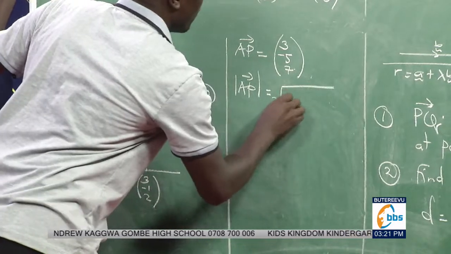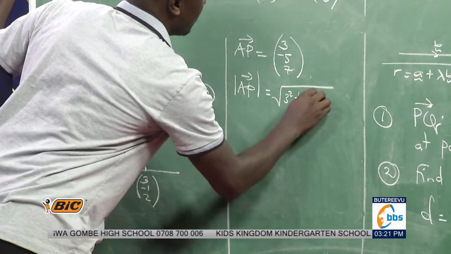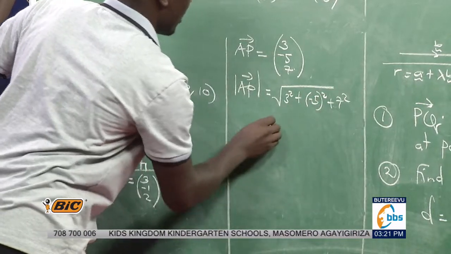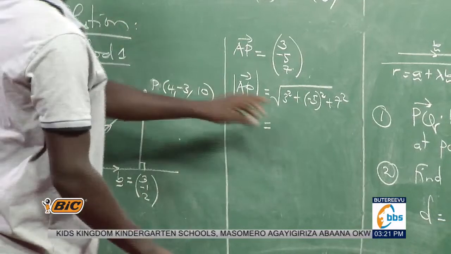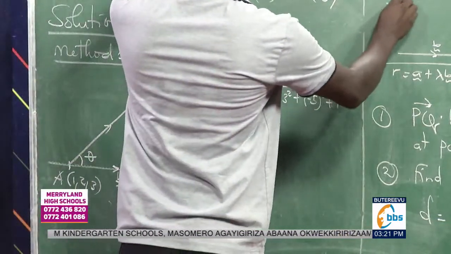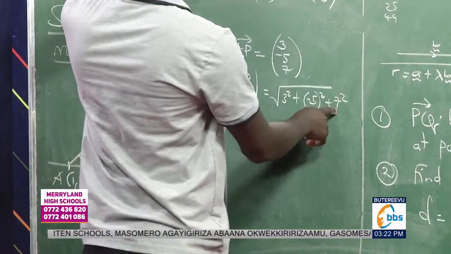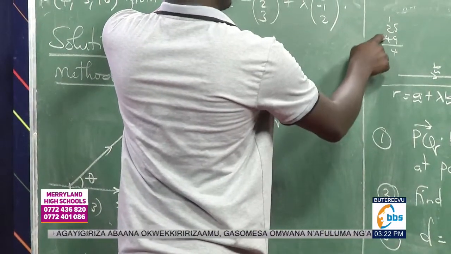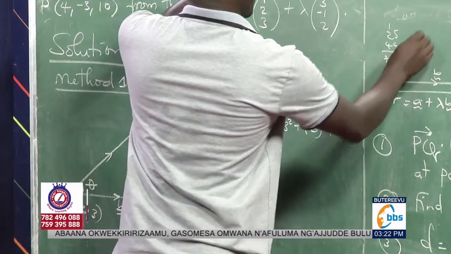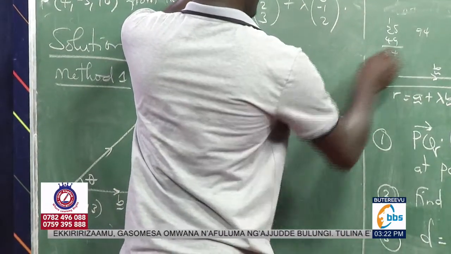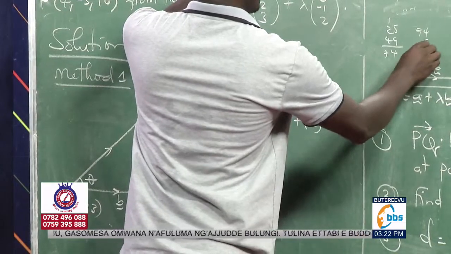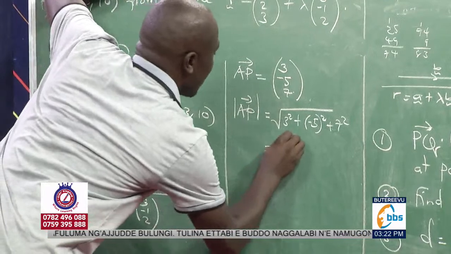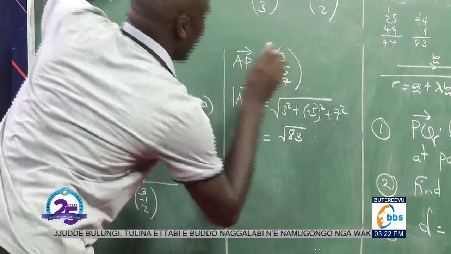We shall also need the magnitude of AP, which is just going to be root of 3 squared plus negative 5 squared, and then plus 7 squared. So here we have 9 plus 25 plus 49. That gives us 83. So that is the magnitude of AP, root of 83.